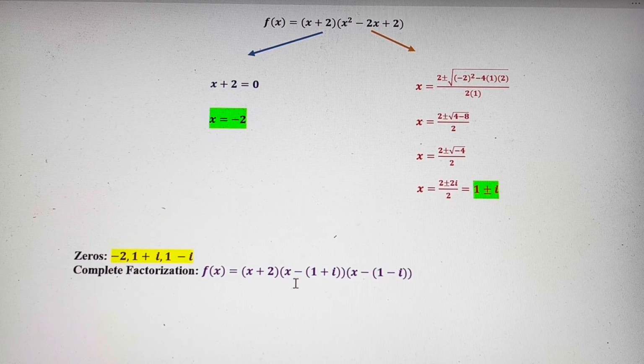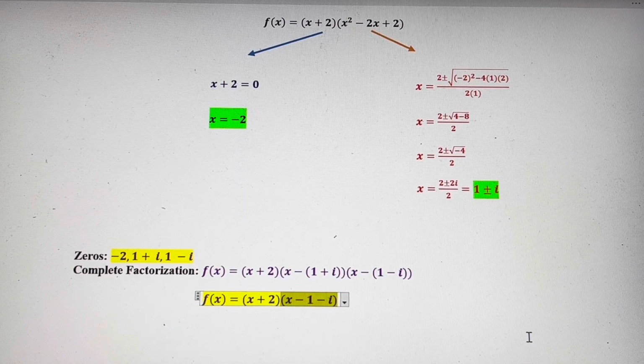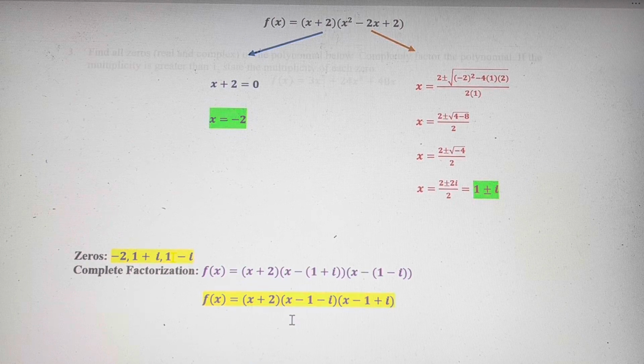Okay? So we're just going to distribute this negative 1 in both of these. So x plus 2 is not going to change. Here I'm distributing a negative 1. I get x minus 1 and then minus i. And then over here I'm distributing a negative 1 again. And I get x minus 1, and then I've got minus a negative i, which is a positive. Okay? So this would be the complete factorization for number 2. All right? Give number 3 a try, and then come back and check.